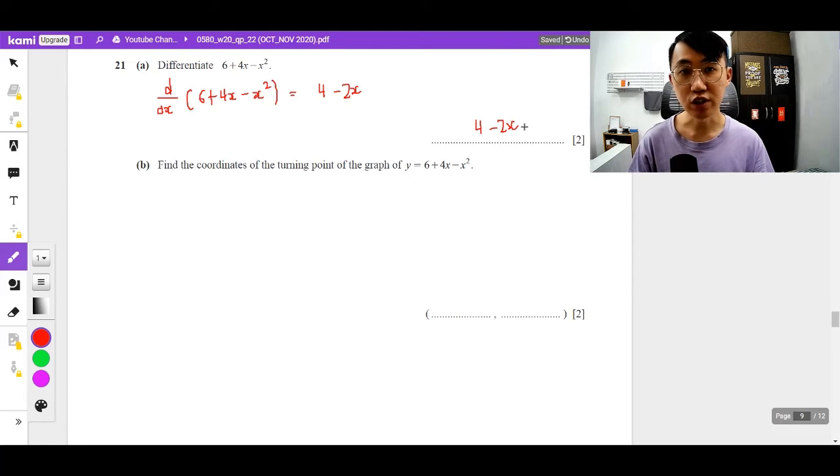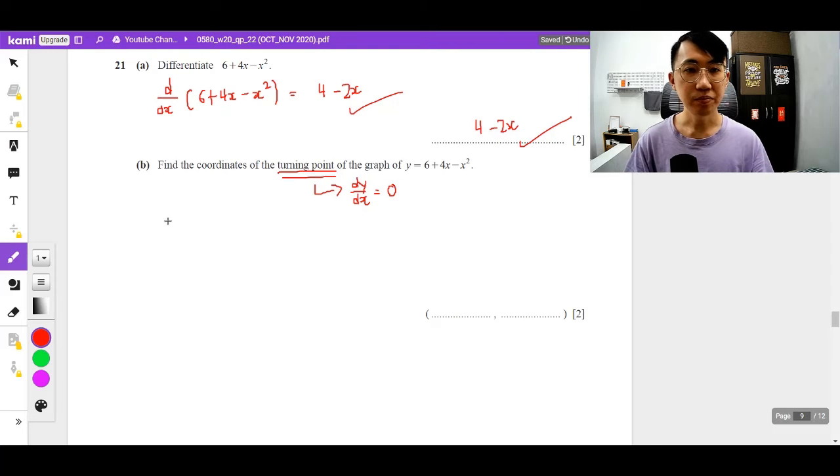So that's how you differentiate, okay? So 1 mark here, 1 mark here. Find the coordinates of the turning point of the graph y equals to 6 plus 4x minus x squared. Alright, so highlight the keyword turning point. Turning point means your gradient or your dy dx is equal to 0.